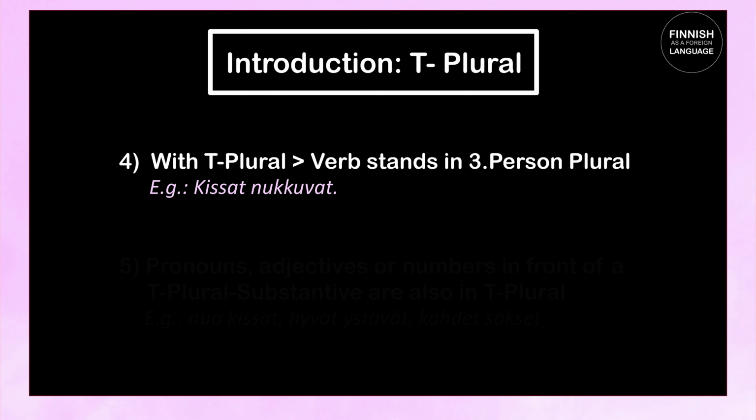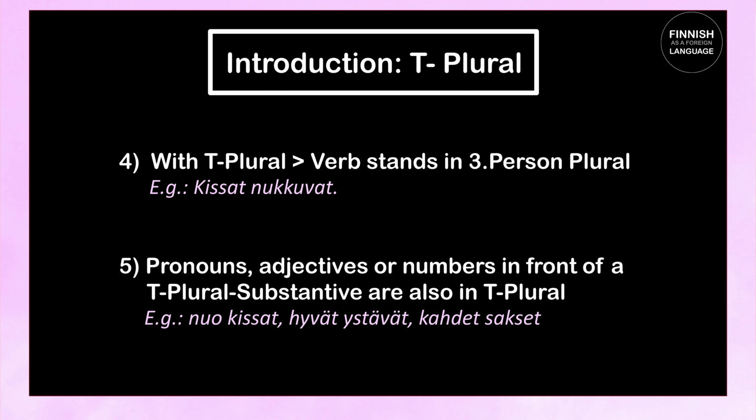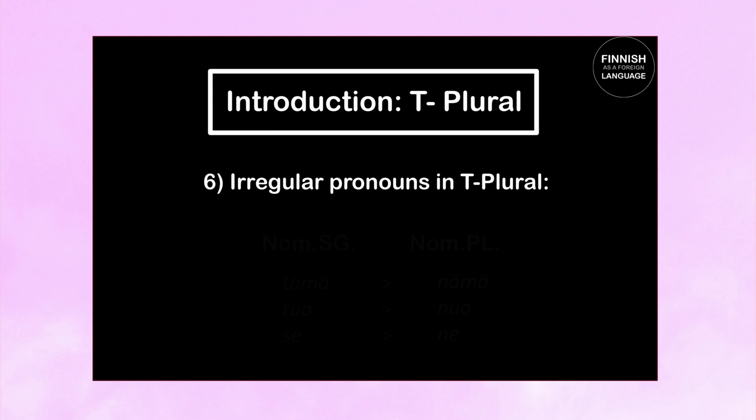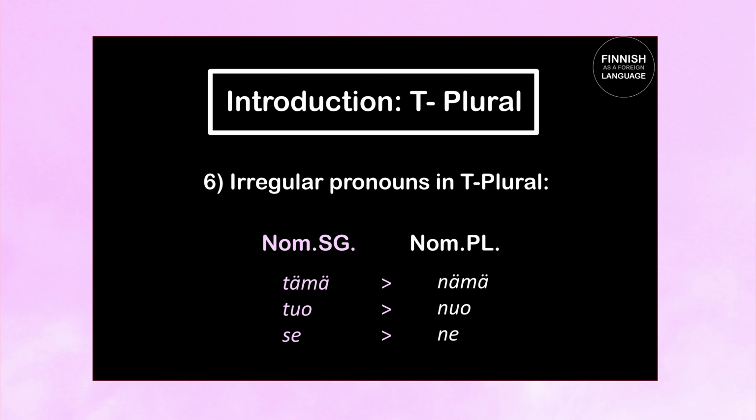The cats are sleeping. Also important to know is that pronouns, adjectives, or numbers in front of a T plural substantive also have to stand in T plural. For example, nuo kissat means those cats, or hyvät ystävät, meaning good friends, or kahdet sakset means 2 pairs of scissors. One thing more to add is that some pronouns get irregular in their nominative plural forms. For example, tämä becomes nämä, tuo becomes nuo, and se becomes ne.